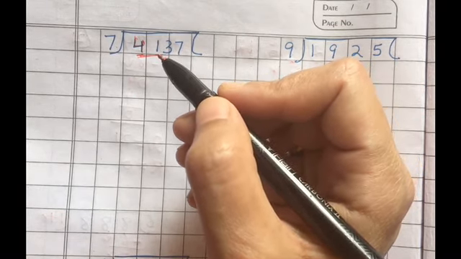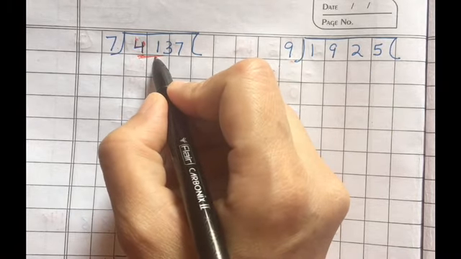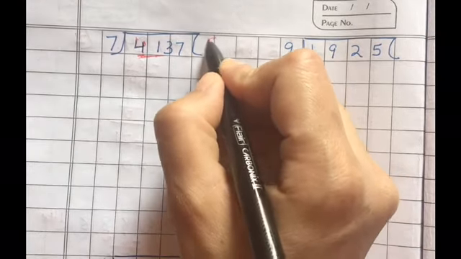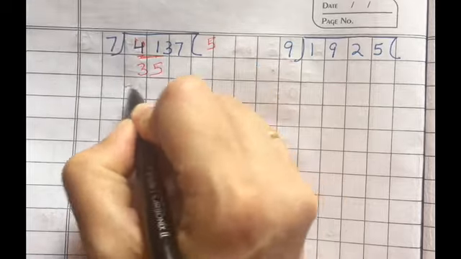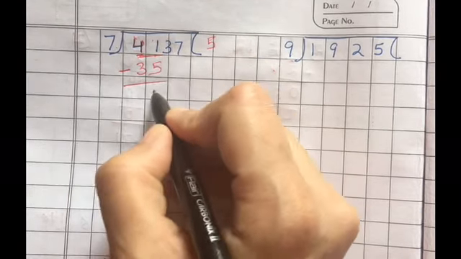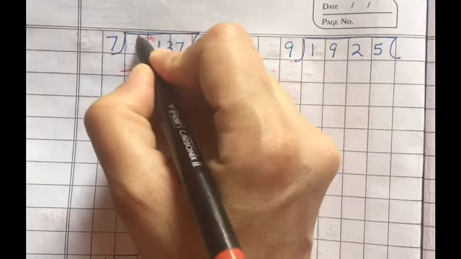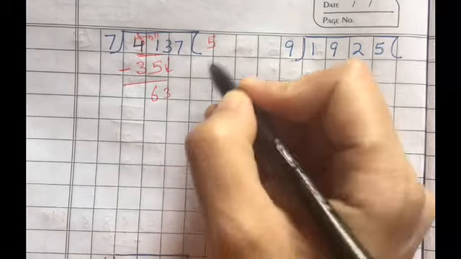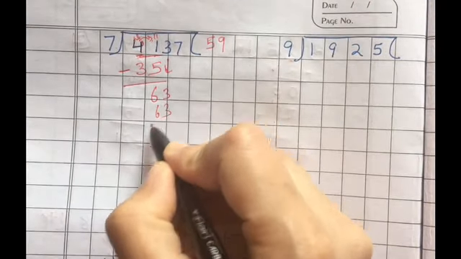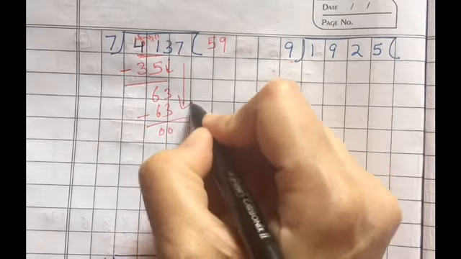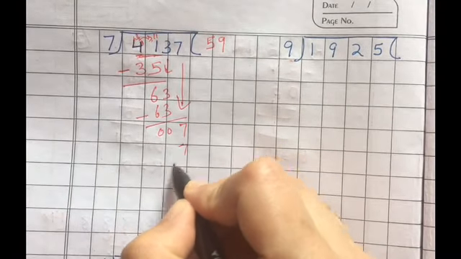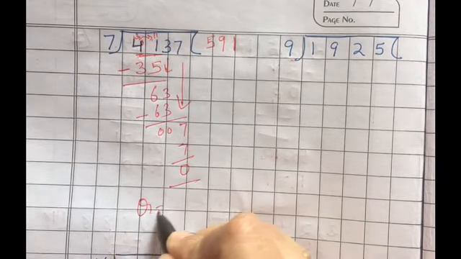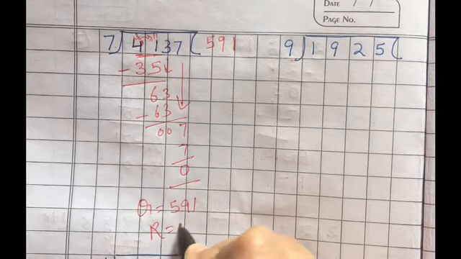So if I take 7 sevens, it's 49, greater than this. 7 sixes are 42, again greater than this. So 7 fives are 35. Now subtract it. 11 minus 5 is 6, because we are taking this as 3 and this as 11. Now 3 will come down. 7 nines are 63, 0. Now this 7 will come down. 7 ones are 7, 0. Fine. So your quotient is 591 and remainder is 0.